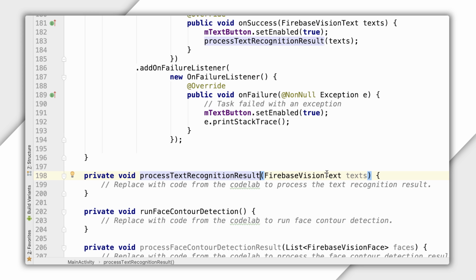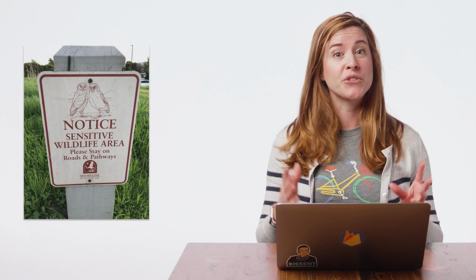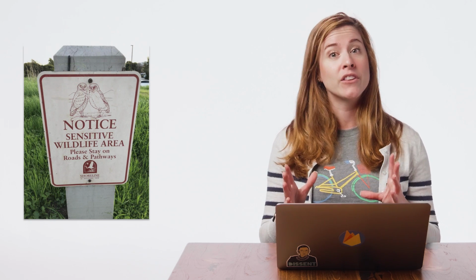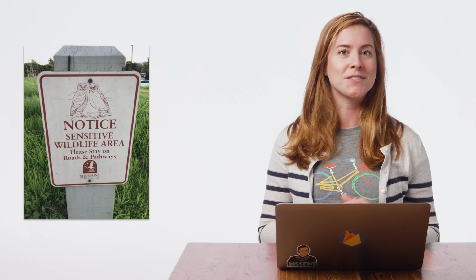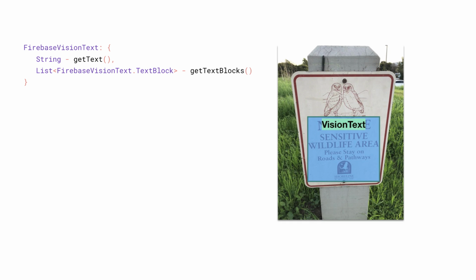Let's talk about what this function does. In order to better understand how the process result function works, I'll examine the vision text object that was passed to the closure when I called textrecognizer.process. Firebase Vision Text has 2 functions for getting its properties: getText, which returns a single string of all the text recognized in the image, and getTextBlocks, which gets a list of type Firebase Vision Text.textBlock.